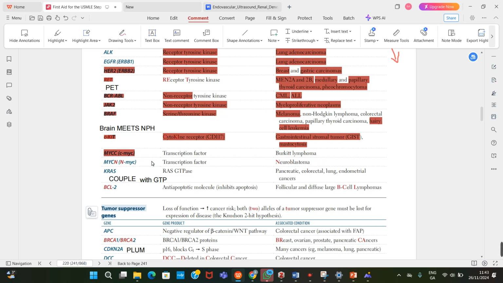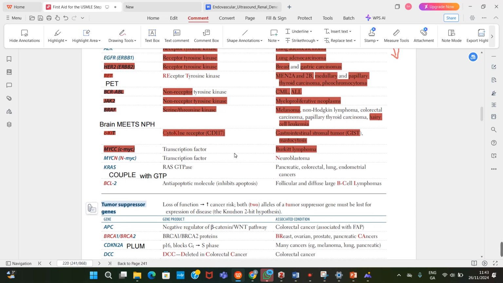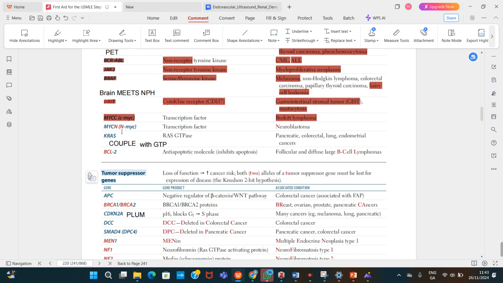Then the next is c-MYC. Everybody in this world knows c-MYC to be a transcription factor that causes Burkitt lymphoma. It is common knowledge. You should not be left out because everybody in the world knows it. So the next is N-MYC. It's another transcription factor, and the name makes it very easy: neuroblastoma for N-MYC.